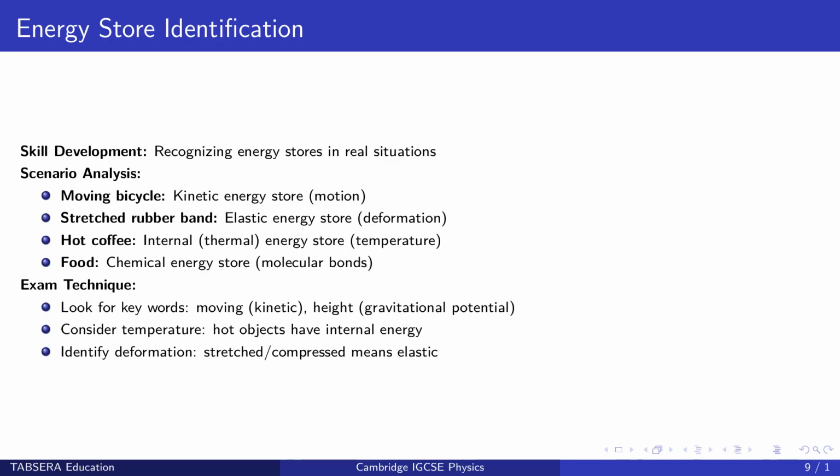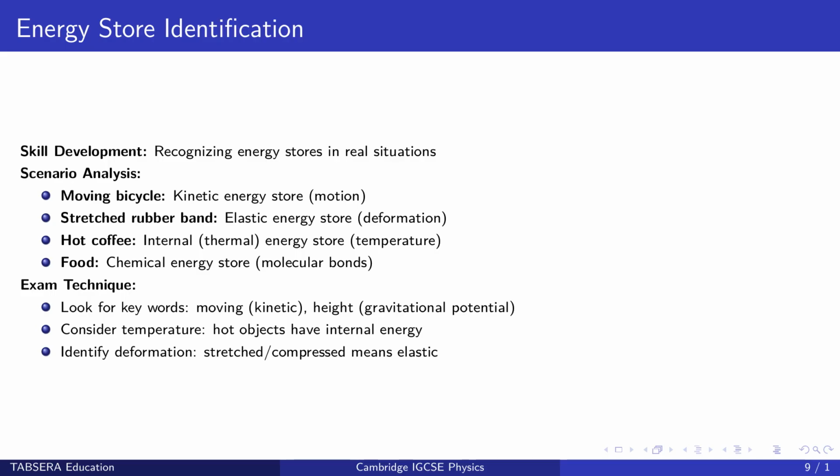Second scenario, a stretched rubber band. This shows elastic energy store because the rubber band is deformed from its natural length. Look for stretching or compression. Third scenario, hot coffee. This contains internal thermal energy store because the coffee has high temperature, meaning particles are moving rapidly. Temperature is the key indicator.